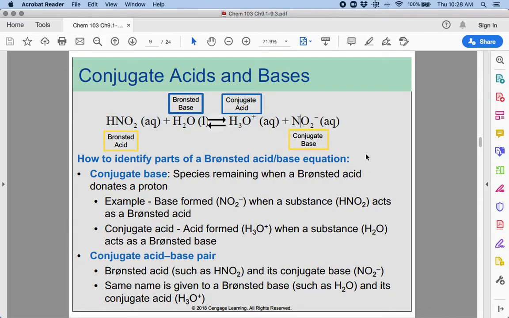So you will have to be able to look at chemical equations and identify who's an acid, who's a base, who's the conjugate acid, who's the conjugate base. And the last thing that goes with this is conjugate acid-base pairs. Basically, the color coding I did here would be identifying it: the acid to the base pair and the base to the acid pair. This is related to this: H2O and H3O plus are related to each other, and the HNO2 and the NO2 minus are related to each other.